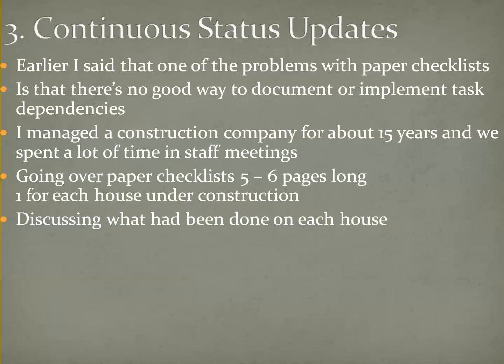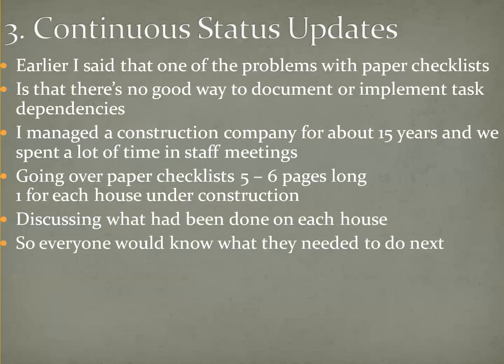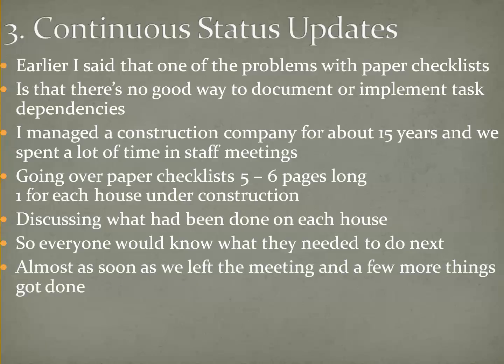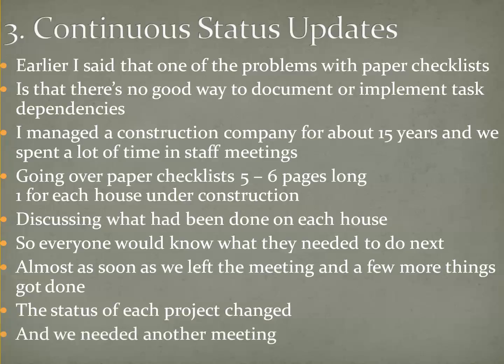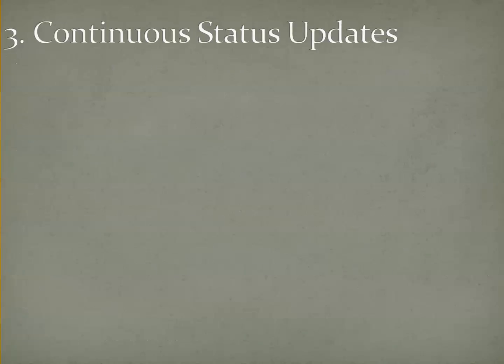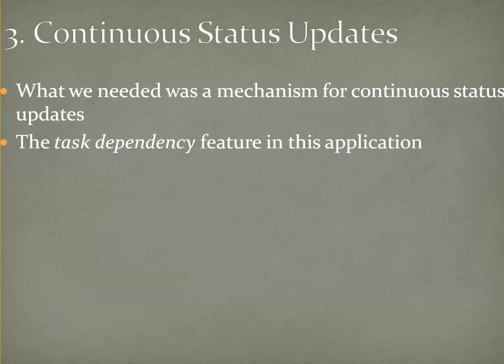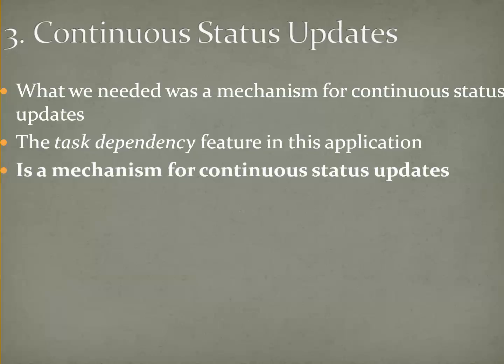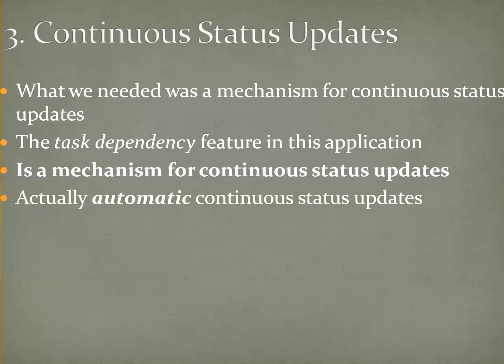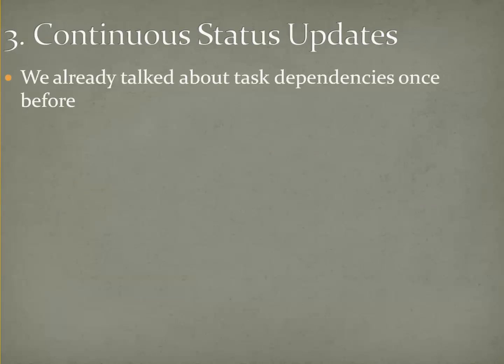And we basically discussed what had and hadn't been done on each house so that everyone would know what they needed to do next. And what happened was almost as soon as we left the meeting and a few more things got done, the status of each project had changed and it was already time for another meeting. And what we really needed was a mechanism for continuous status updates. Well, the task dependency feature in this application is a mechanism for continuous status updates, actually automatic continuous status updates.